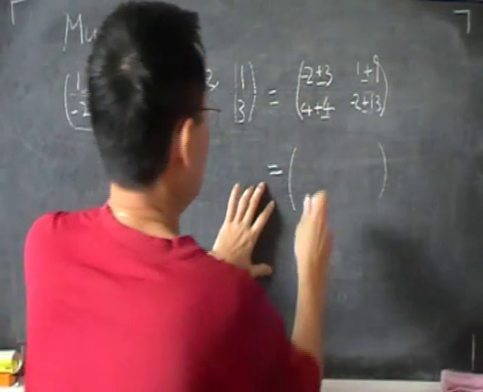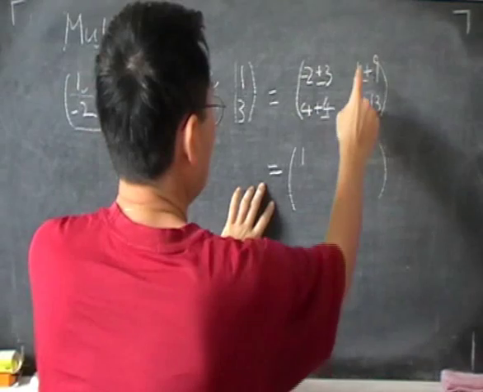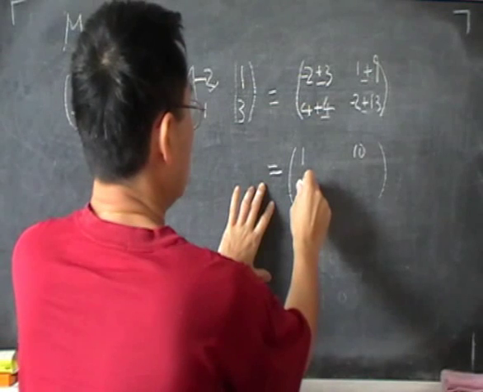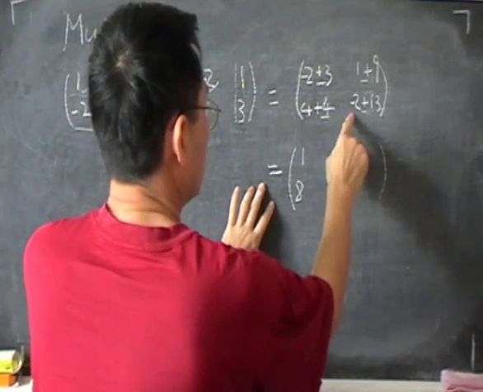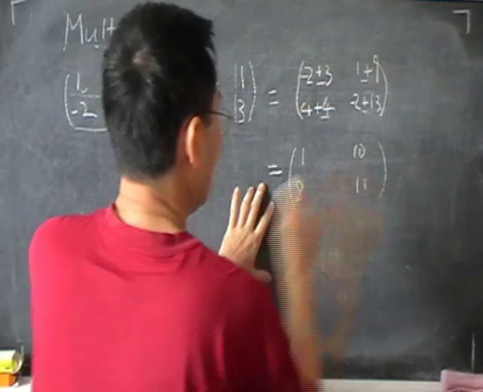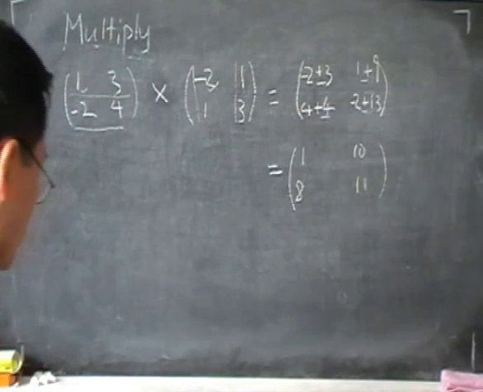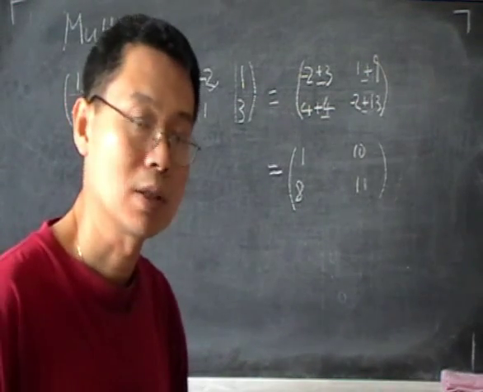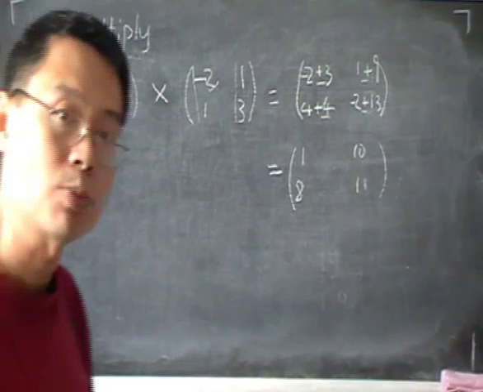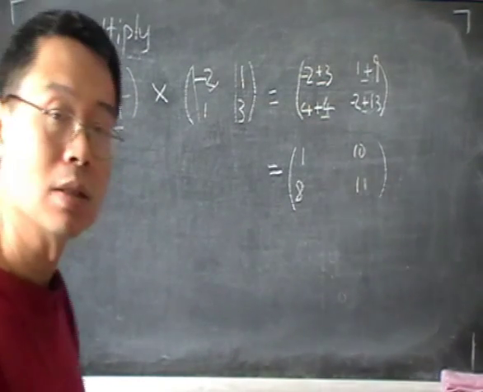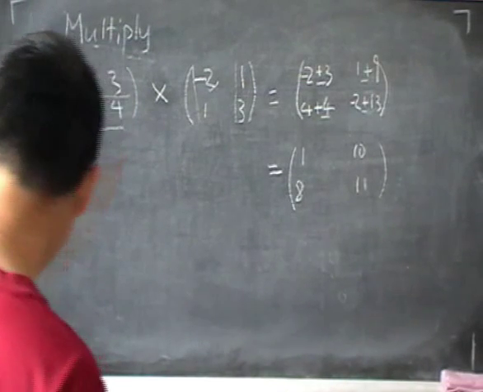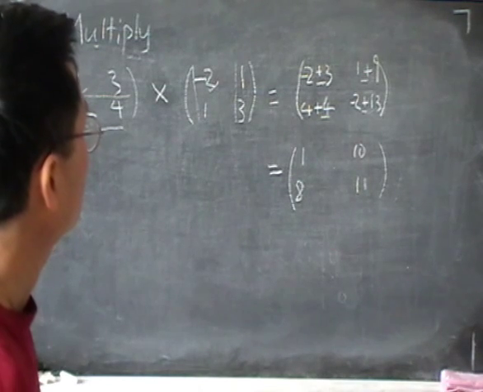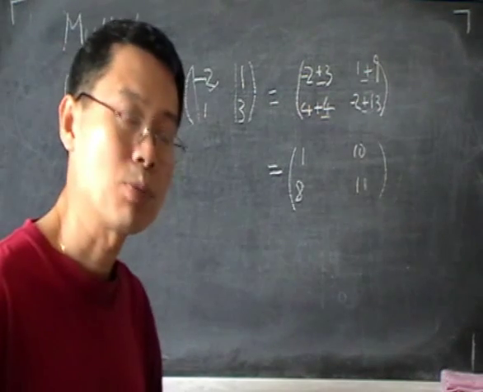Minus 2 plus 1 plus 3 is 1, 1 plus 9 is 10, 4 plus 4 is 8, minus 2 plus 13 is 11. So there we have our answer. As you can see, it is rather more complicated than adding or subtracting. Now it might seem a bit confusing, and the way to learn it really is by practice.